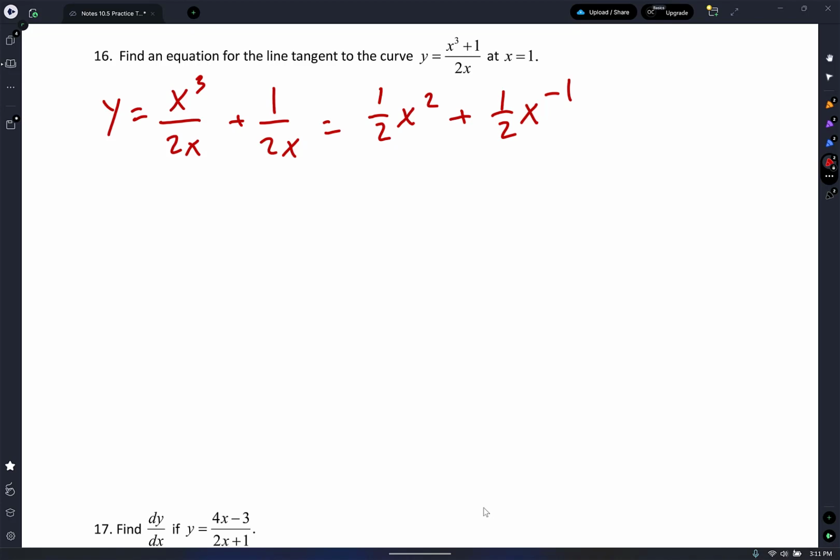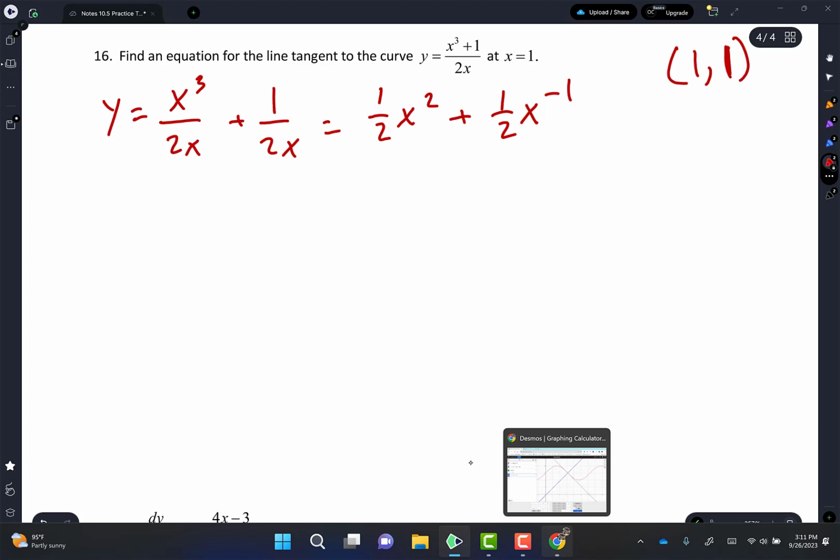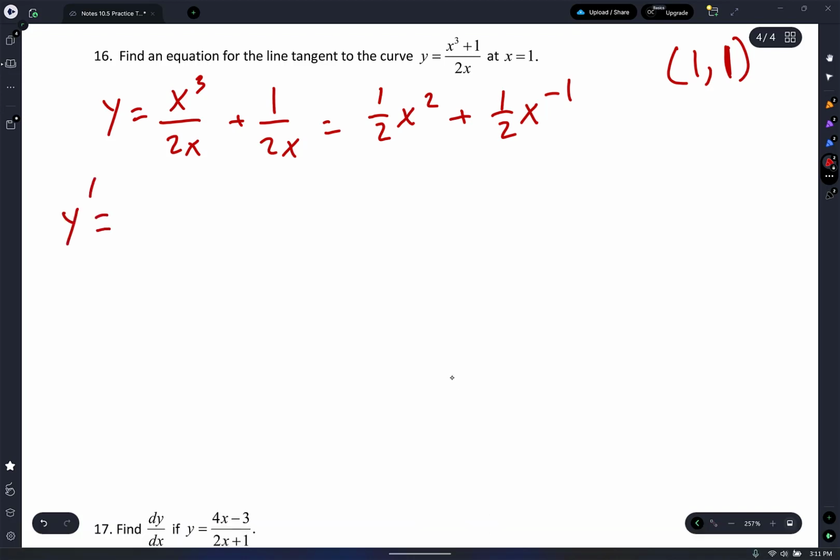For a tangent line, I need two things. What and what? Point and slope. Let's get the point. If I plug in a 1 into the original, 1 plus 1 is 2, and 2 times 1 is 2, and 2 divided by 2 is 1. So I see that. Now I'm going to find the slope. Do I still have Desmos open, or did I close it? Yeah, I still have it open. Good. Y prime equals, here's my derivative. What's half of 2? 1, and I subtract 1 degree from the x. And then half times negative 1 is negative 1/2, x to the negative 2.